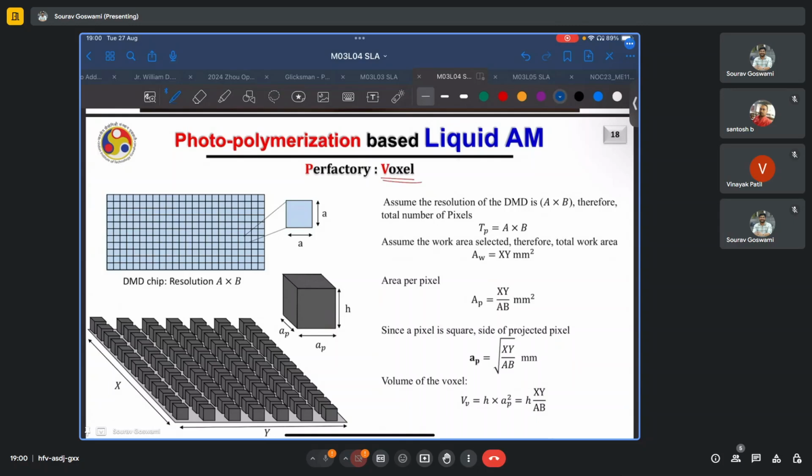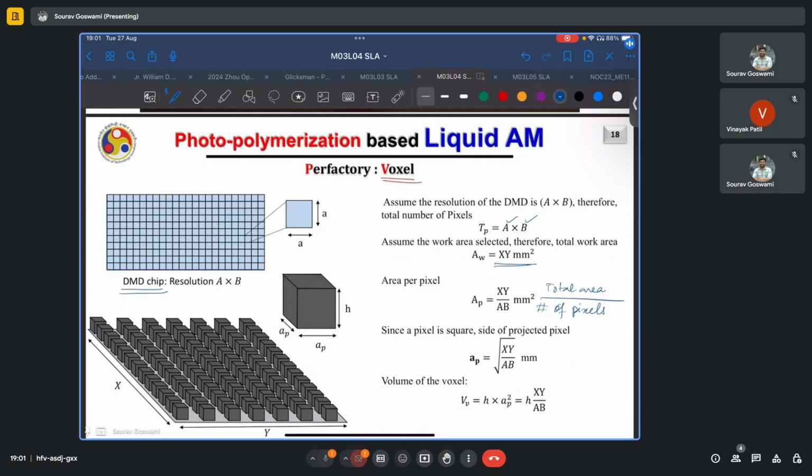And here the resolution of our DMD process has been calculated. So if this is a digital mirror chip with a total area of A cross B, and it has been discretized into these number of mirrors, each mirror assumed square with a side of small a. Now we know that the total number of pixels on this DMD chip will simply be A cross B. If the total build area to be scanned is XY, then per pixel, the area which it should cover corresponds to the total area to be scanned divided by the number of pixels, which is nothing but xy by AB.